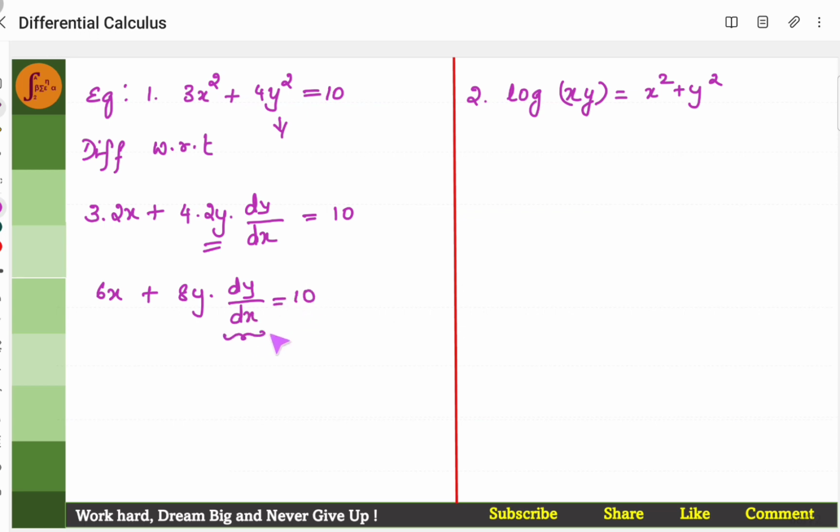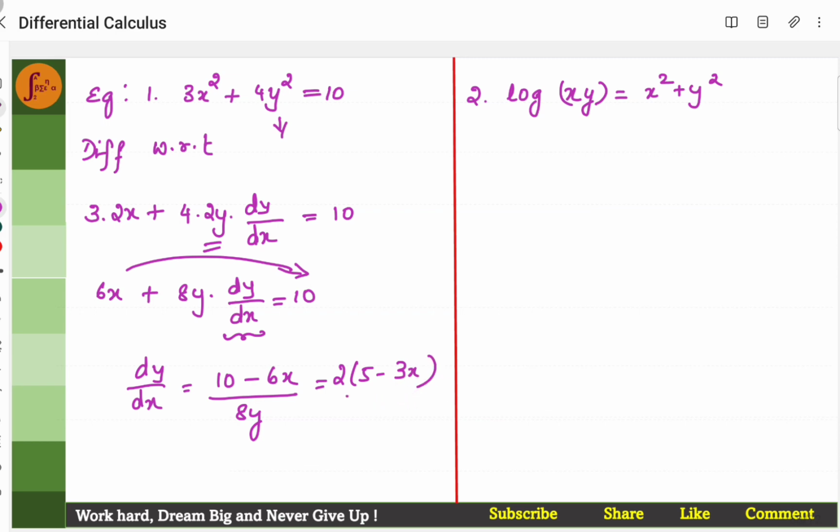Now I can just find dy by dx by shifting everything to the other side. So I'll get dy by dx is equal to minus 6x by 8y, right? Now let me take 2 as common here. 5 minus 3x by 8y. 2 1s are 2, 2 4s are 8. So I'll get 5 minus 3x by 4y. This is dy by dx for this function.